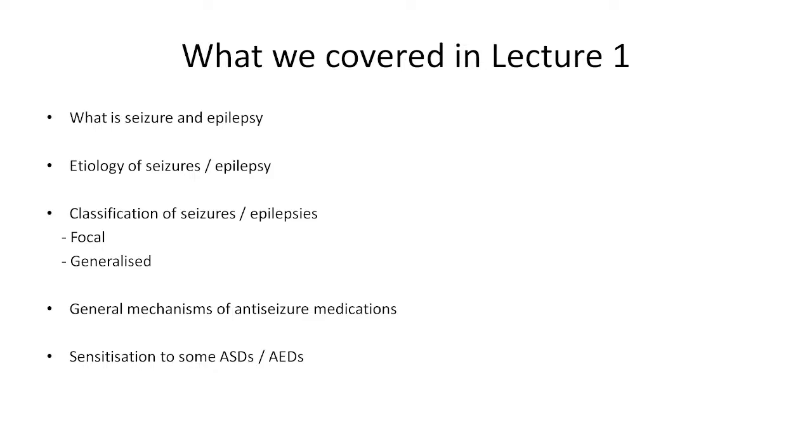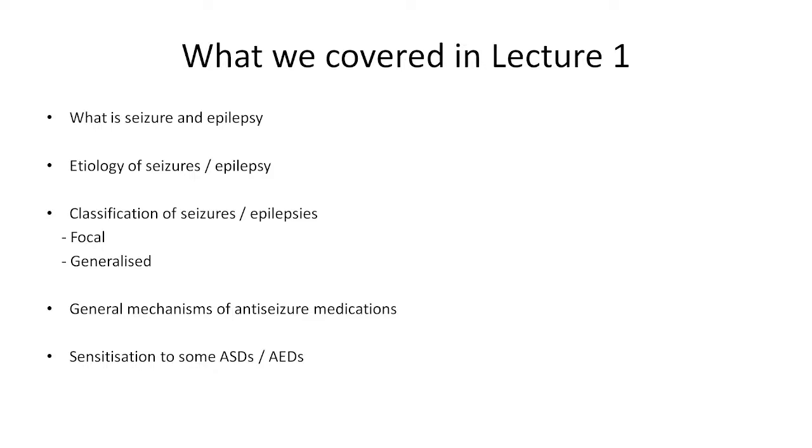How much of the brain is involved in focal seizures and in generalized seizures? What does the word focal mean to you? Focus, focal, it's localized, it's in a single part of the brain. Generalized is the seizure activity is all over the brain. Can you tell me what are the different types of generalized seizures?